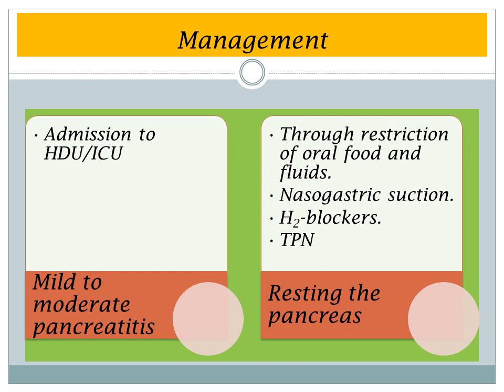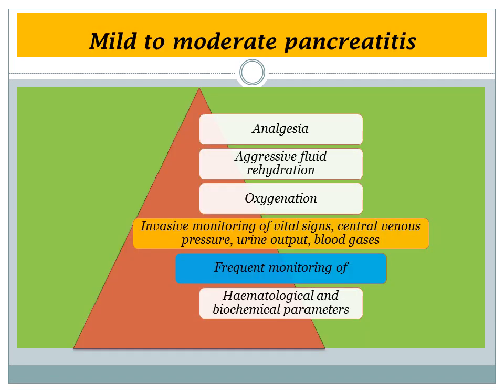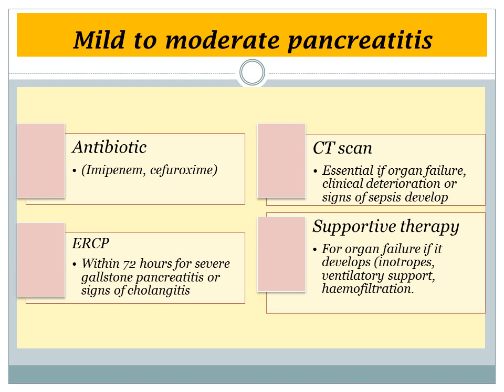For mild to moderate pancreatitis, resting the pancreas is the main thing, through restriction of oral fluids and foods with nasogastric suction, and we can add an H2 receptor blocker, and the patient should be started on TPN, total parenteral nutrition. Strong analgesia should be given to the patient with aggressive fluid rehydration and oxygenation, with invasive monitoring of vital signs, central venous pressure, urine output, and blood gases, and frequent monitoring of hematological and biochemical parameters. Then we give broad spectrum antibiotic, ERCP within 72 hours for severe gallstone pancreatitis or sign of cholangitis, and we can go for the CT scan to see if there is organ failure. Supportive therapy for the organ failure we have to give.